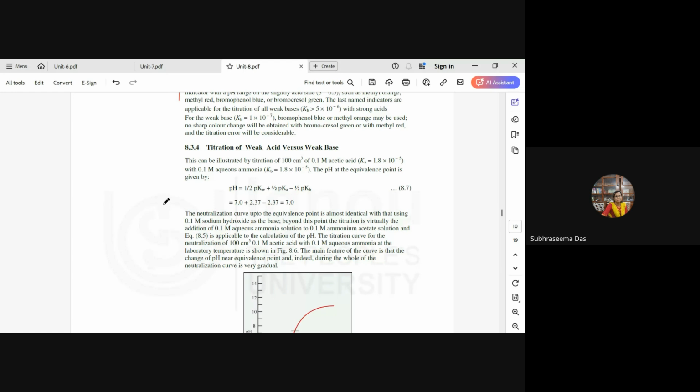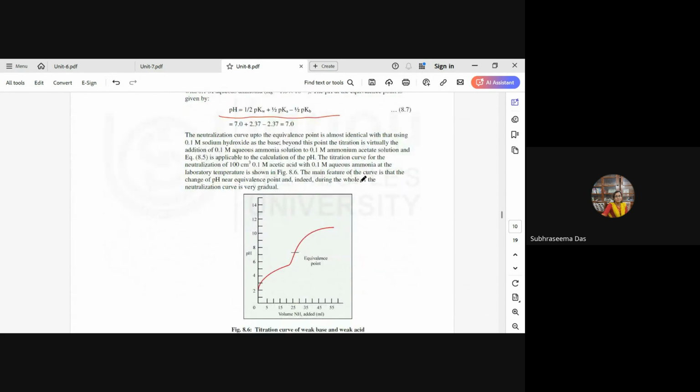Then coming to the fourth case, the titration of a weak acid versus a weak base. In this case, we will consider a weak acid, 0.1 molar acetic acid, and a weak base, 0.1 molar ammonia. The pH at the equivalence point is given as pH equals half pKw plus half pKa minus half pKb. So here it comes to be 7.